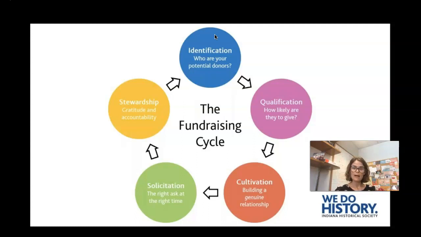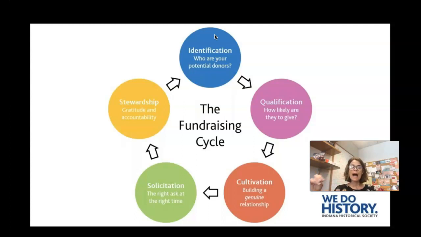Now, from that, obviously, some people or organizations or groups are going to be more likely than others. And what we want to do to maximize our time and have the highest potential return on the investment of our time and energy is identify who's going to move forward. Then we build a relationship with them. Notice we're building that relationship before we're actually getting a donation.